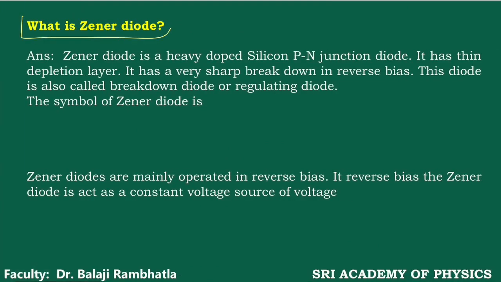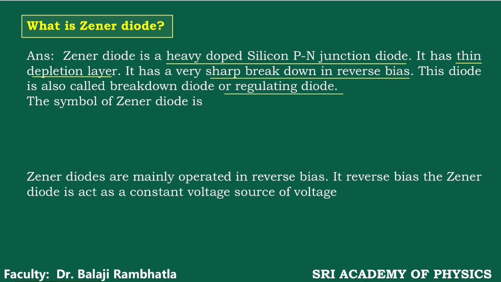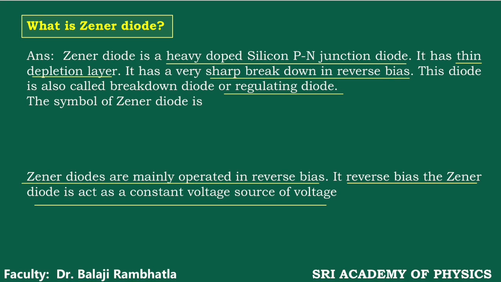Next one is, what is the Zener diode? A Zener diode is a heavily doped silicon p-n junction diode. So when the doping concentration is more in a p-n junction diode, it acts as a Zener diode. Whenever the doping concentration is more, its depletion layer is very thin and we get a sharp breakdown in reverse bias. A Zener diode is always operated in reverse bias. In reverse bias, the Zener diode acts as a voltage regulator.